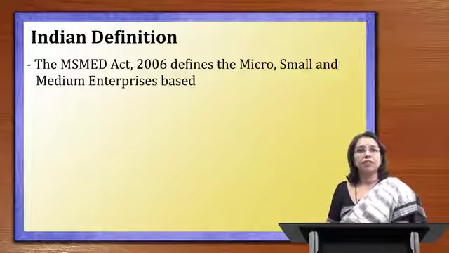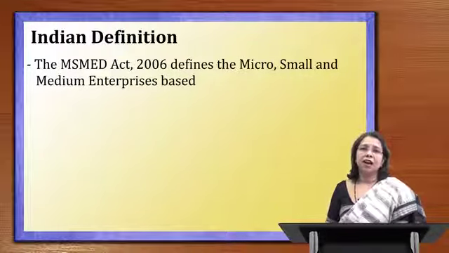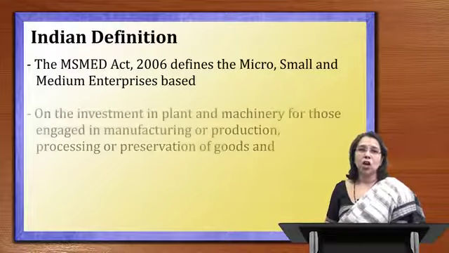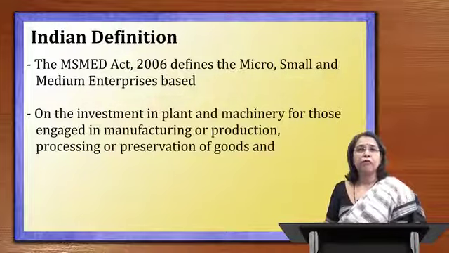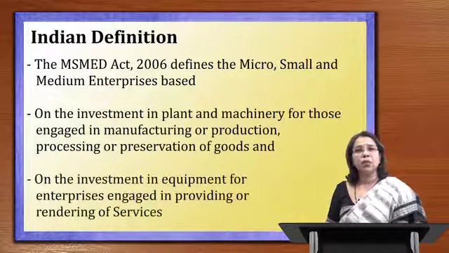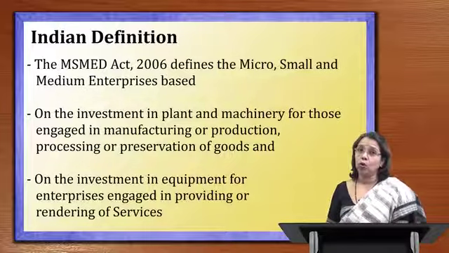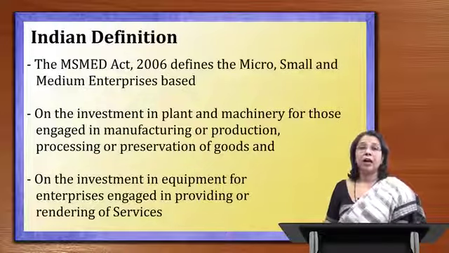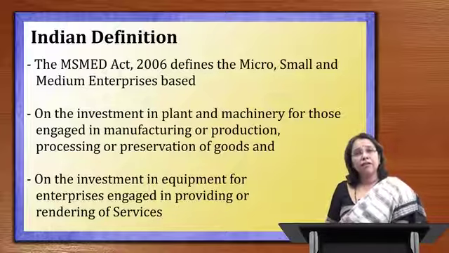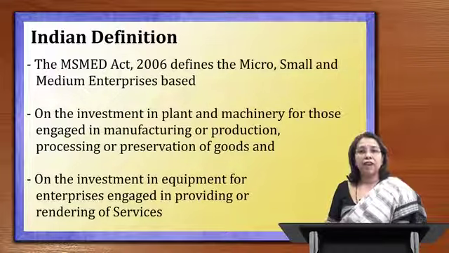Well, to look at the Indian definition, the MSMED Act 2006 defines the micro, small, and medium enterprises based on investment in plant and machinery for manufacturing units and investment in equipment for service units. For manufacturing units, those which have investment in plant and machinery below 25 lakhs are called micro manufacturing units. Again, those firms which have investment in plant and machinery from 25 lakhs to 5 crores are called small manufacturing units. If we go a little higher, we find that medium-sized manufacturing units are ones which have investment in plant and machinery worth 5 crores to 10 crores.